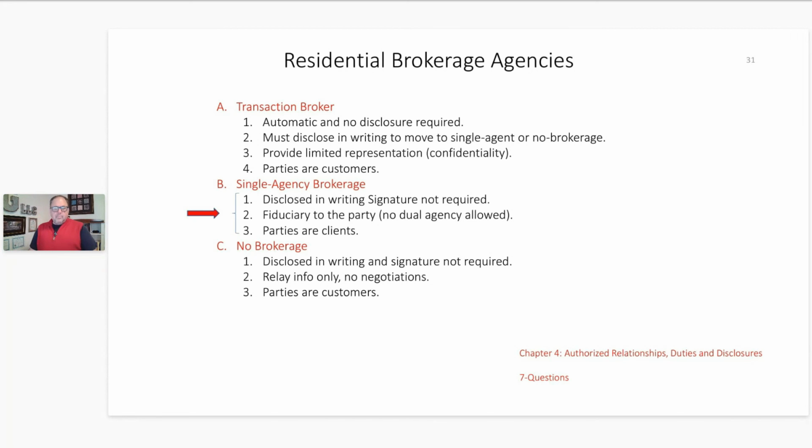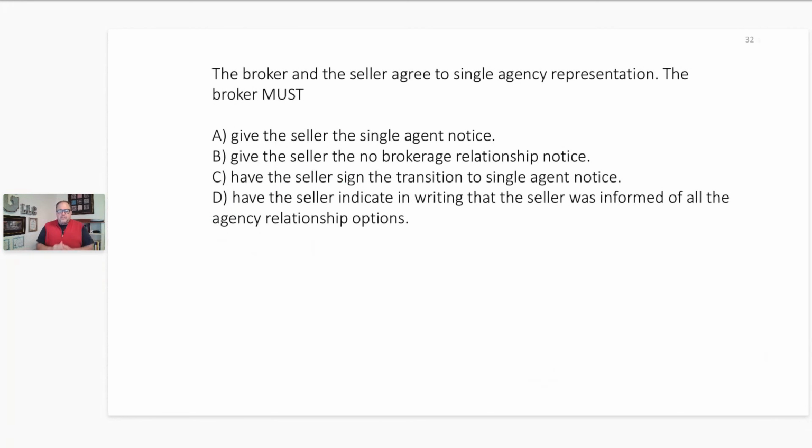All right. So the question says, the broker and the seller agree to a single agent representation. So use the example I gave you. The broker must, and what is your answer?